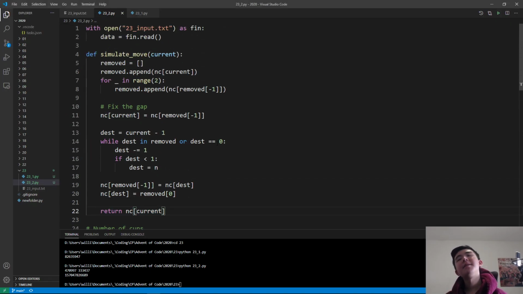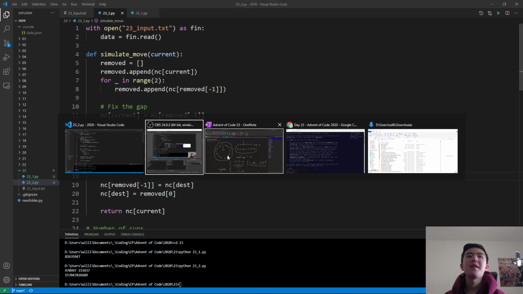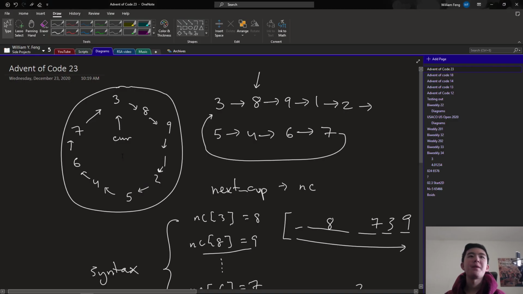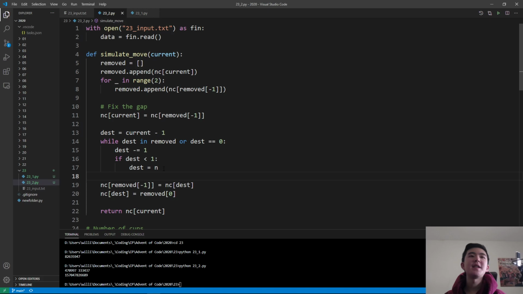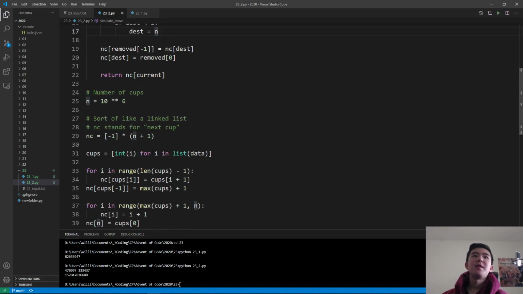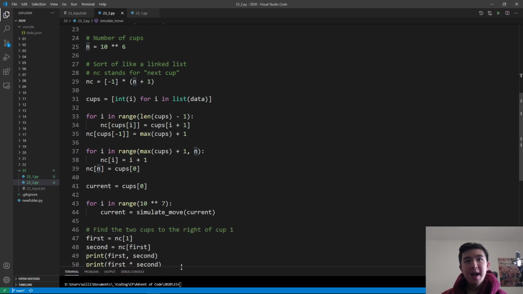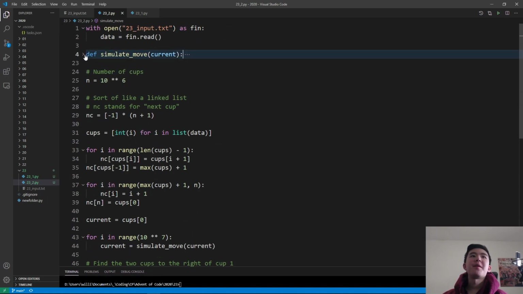So notice that the power of linked list in this example comes from our ability to randomly access any cup at any time. So this is like the destination cup. Linked lists make it really easy to find the destination cup because we don't have to go searching for it around the whole list. That would be really slow. We can just directly access it because it's implied. Okay, after that, we have our function. Our function is done. This is the hard part.